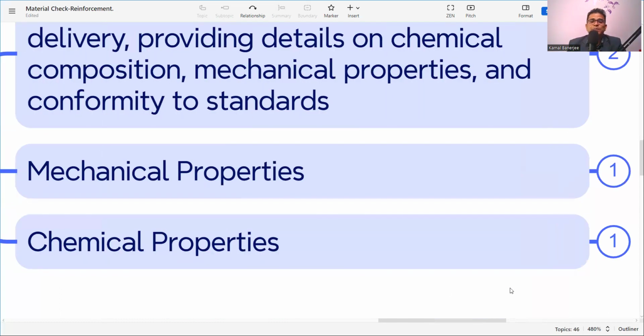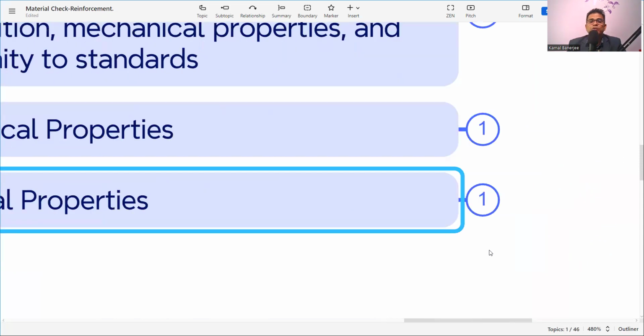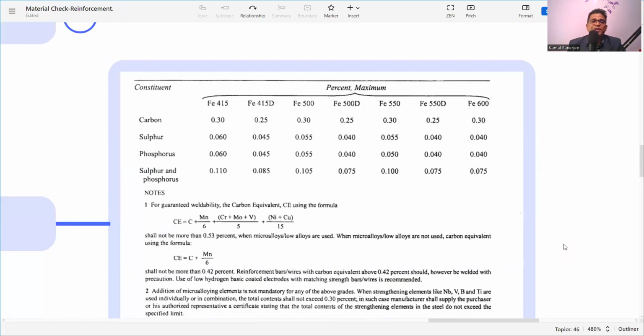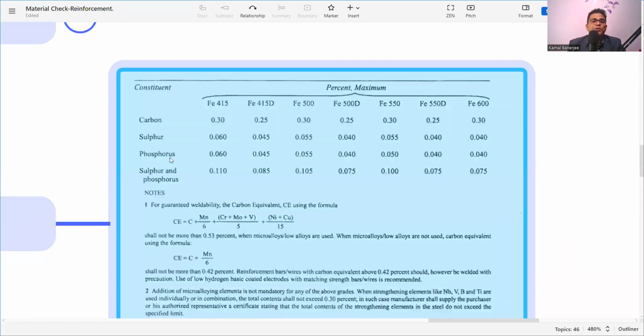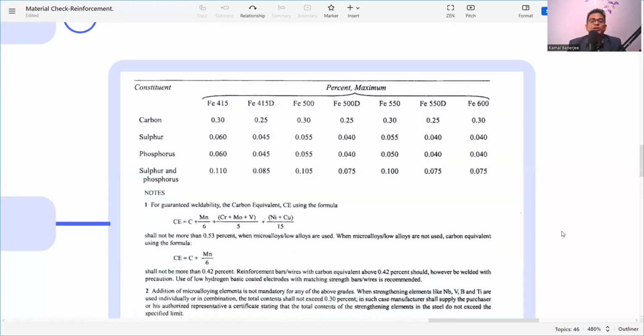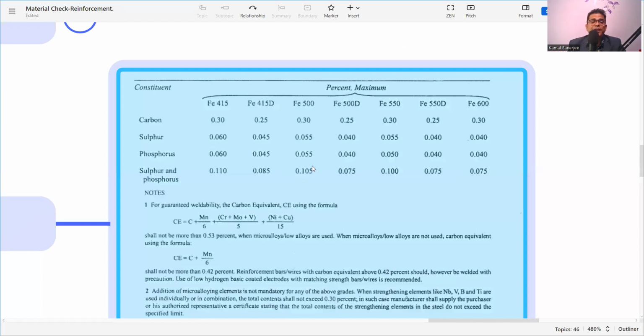Next comes chemical properties. That also we need to verify. IS 1786 clearly mentions how much percentage of carbon, sulfur, and phosphorus, and how much sulfur and phosphorus together. Suppose, for example, we have Fe 500 grade. What will be the maximum percentage of carbon? 0.3. What will be the maximum percentage of sulfur? 0.055. What will be the maximum percentage of phosphorus? 0.055. And what is the maximum percentage of sulfur and phosphorus altogether? 0.105.